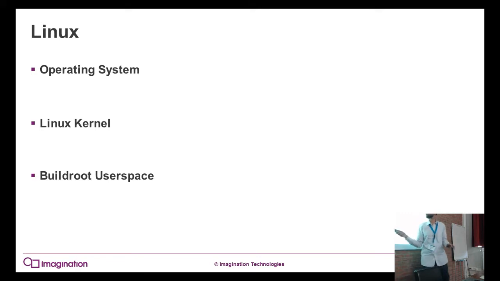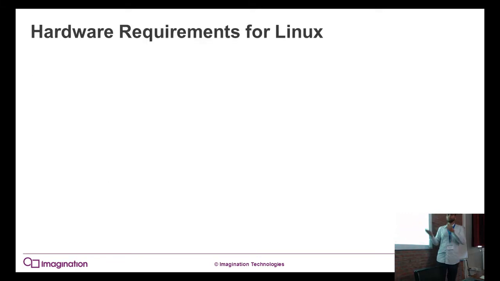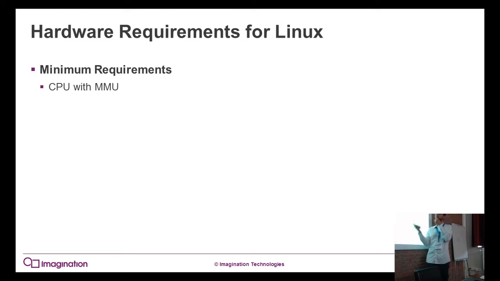Okay. So now, before we go into trying to build a platform that can run Linux, we need to know what the hardware requirements are, because Linux is a complex piece of software and has a lot of requirements on the hardware to provide features. So the minimum requirements are a CPU with a memory management unit. We haven't touched the memory management unit in terms of virtual memory and physical memory as such, but the microAptiv does provide a memory management unit.